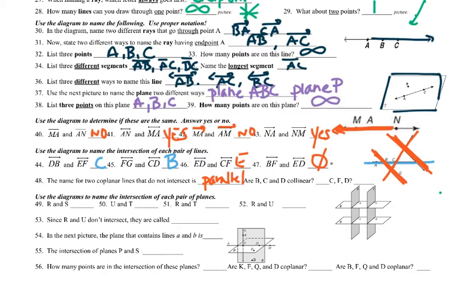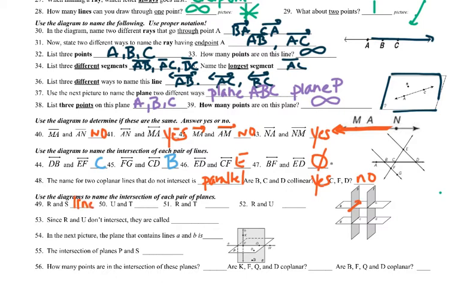Are B, C, and D collinear? Are they on the same line? B, C, and D, yes. What about C, F, and D? No. These planes here, R and S, they intersect right here at line A.